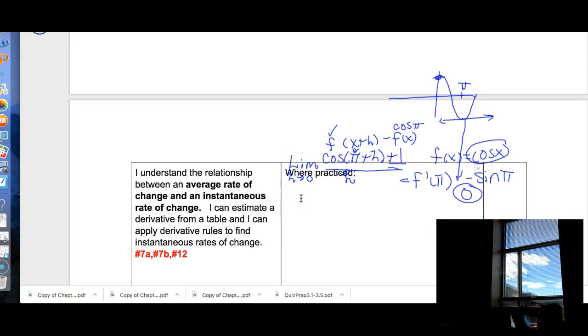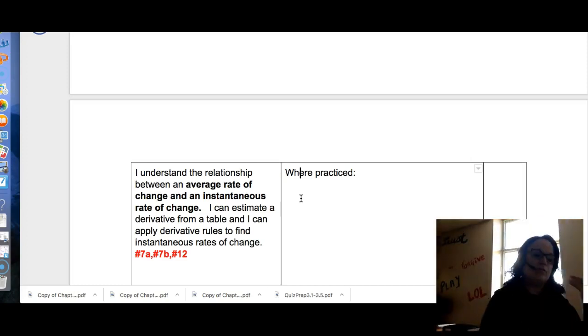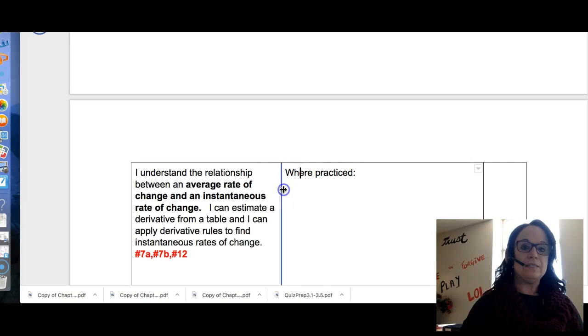So the next skill you need to be really good at is understanding the relationship between an average rate of change and an instantaneous rate of change. We've talked about that graphically. We've talked about it formulaically, but you really need to be really comfortable with that difference. That can be found in several places actually.